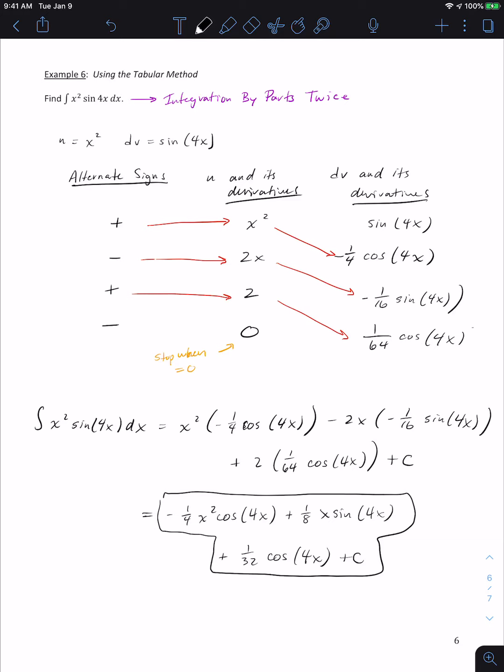So as you can see, that might be a little bit easier. It's a very nice step-by-step process for when you have to do the antiderivative twice. It just organizes your work a little bit so you don't have to worry about parentheses and staying organized. But if you did this the original integration by parts way that I showed you, you will get the exact same answer. Thank you.